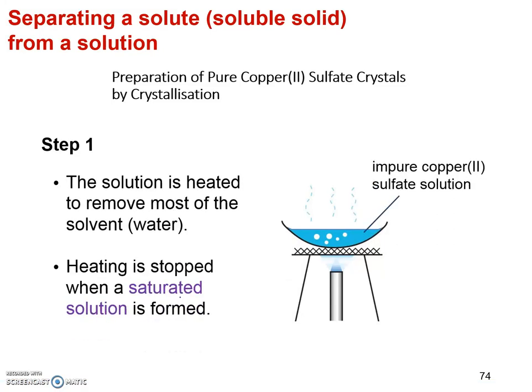So we're going to go through the process of crystallization, and these steps are very important. You usually are tested on the procedure for crystallization, so do write it down in your notes. First, the solution is heated to remove most of the water, and heating is stopped when a saturated solution is formed. Usually you test for saturation by sticking a glass rod into the solution, and when you take out the glass rod, crystals will start to form. That's when you know to stop heating.